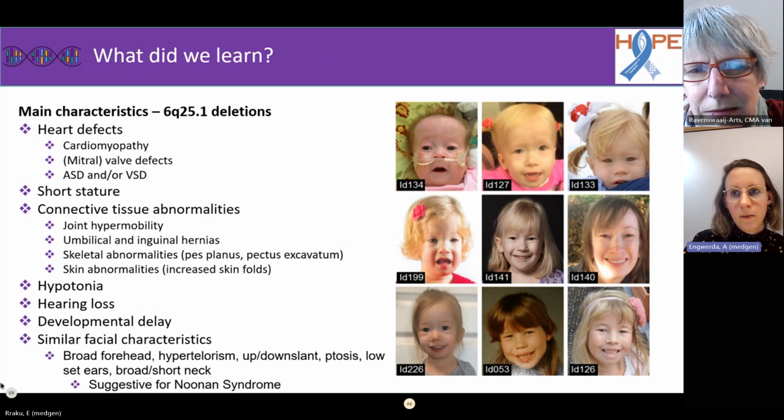And these facial characteristics are also very much like Noonan syndrome, which is a completely different syndrome, but these facial characteristics do very much look like Noonan syndrome. So therefore, also for some of these individuals, it was suggested that they had Noonan syndrome before they got the diagnosis of the chromosome 6 disorder.